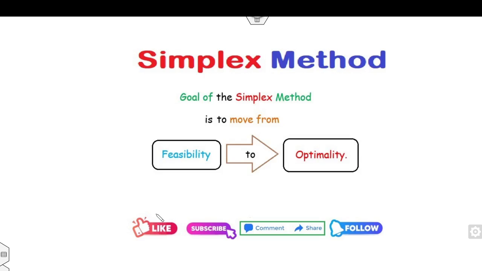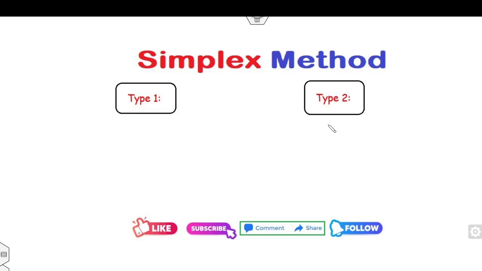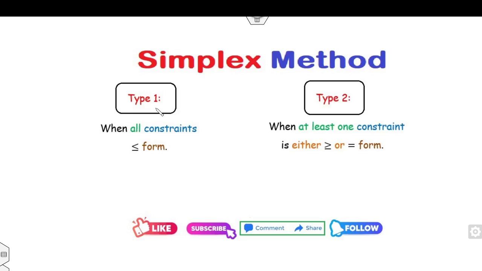We all know the goal of the simplex method is to find the optimal solution. As I discussed, the simplex method is of two categories. Type 1 is when all the constraints are of less than or equal to form, while type 2 is when at least one of the constraints is of greater than form.